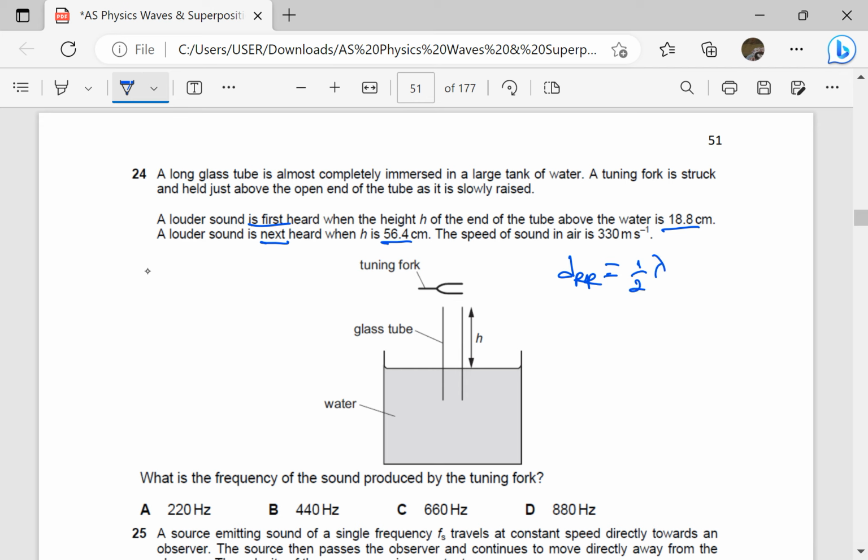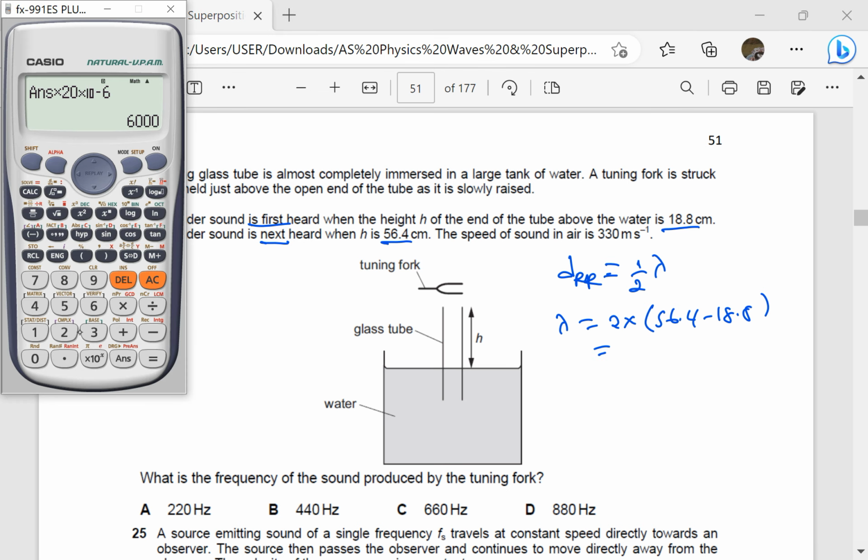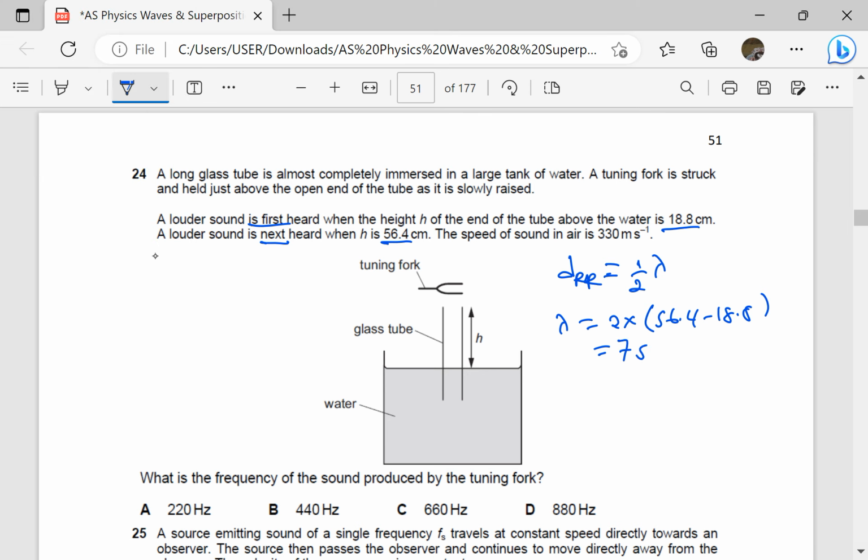So what is the frequency of the sound produced by the tuning fork? The wavelength is going to be 2 times the difference in those two values, that is 56.4 minus 18.8. So the wavelength is 2 times (56.4 minus 18.8), which is 75.2 in centimeters, or 75.2 times 10 power negative 2 in meters.